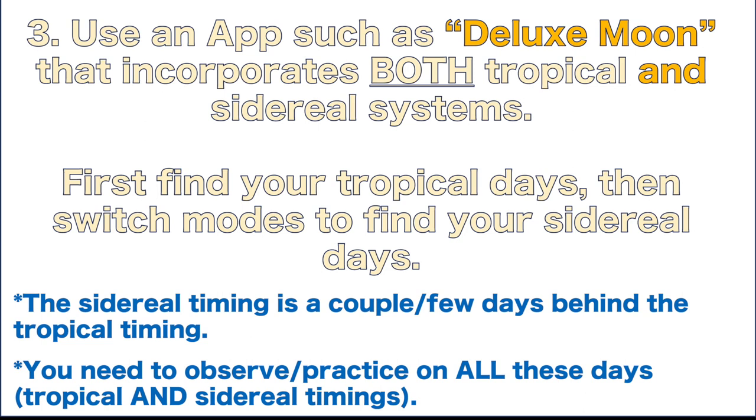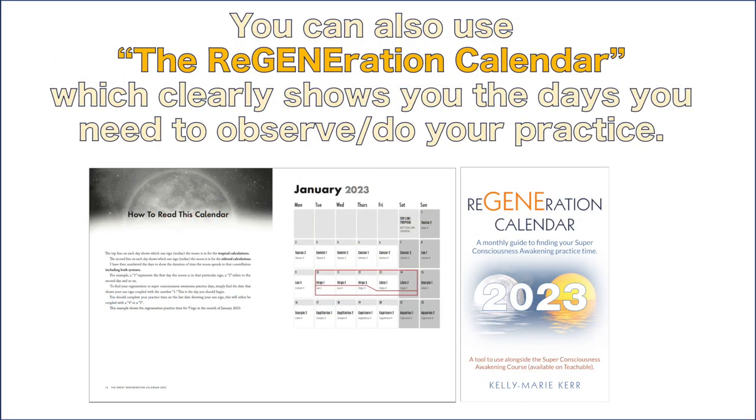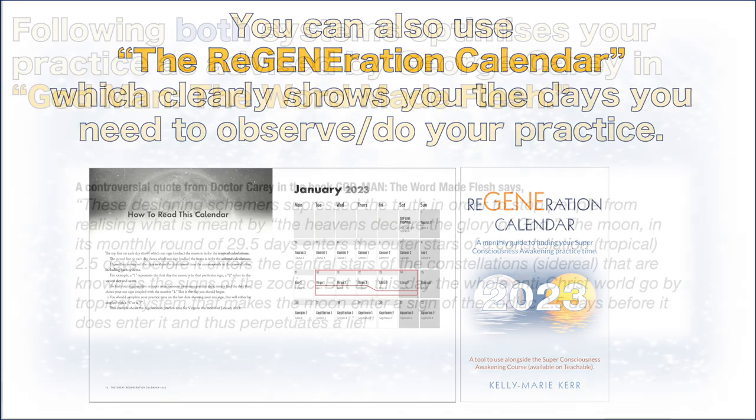You need to observe or practice, do save seed, all of those things on all of these days, so the duration of the tropical and then the duration of the sidereal, all of those days. You can also use the ReGENeration Calendar, which clearly shows the days that you need to practice or observe. I made this calendar to save people the time and uncertainty of having to calculate their own time each month.